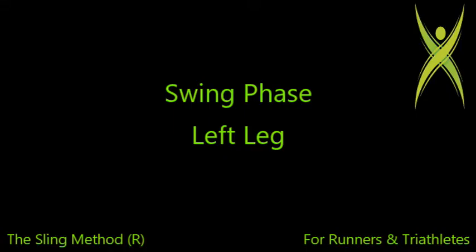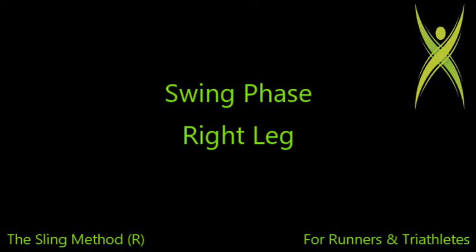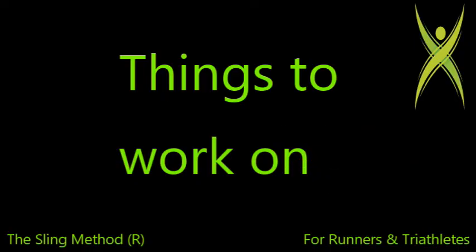Now we look at the swing phase in the left leg. We can see that it's a relatively vertical foot traveling through swing phase. That's good. Although there is a slight angle there, don't want to get too deep into that for this. There is a slightly inward angle on that foot. Now here we see a slightly outward pointing foot through the swing phase. There's definitely room to improve on that to get that to more of a vertical situation as it swings through.